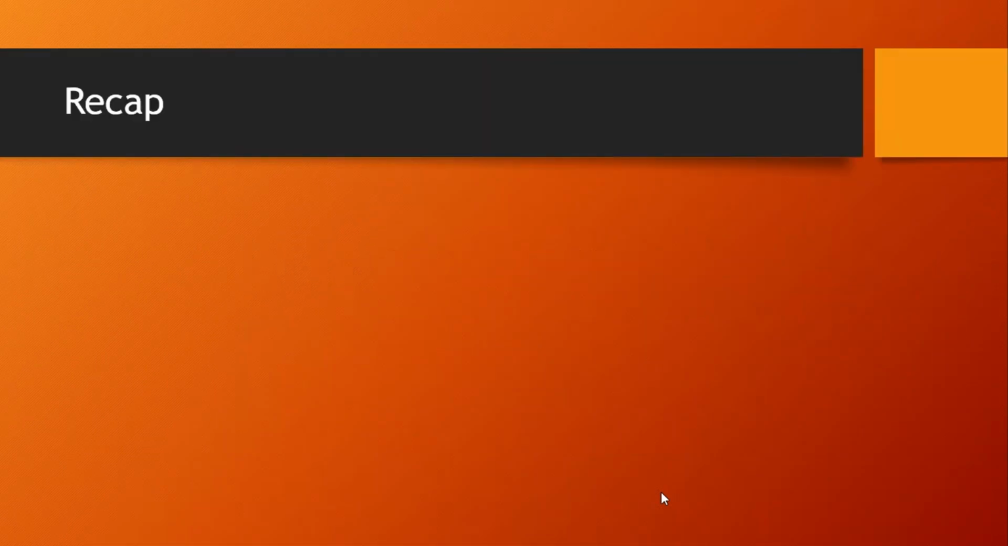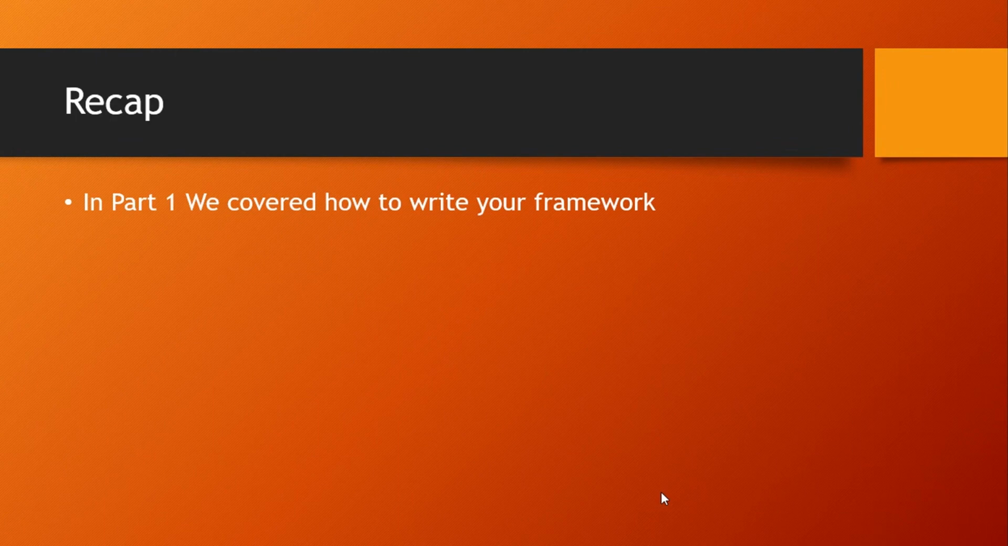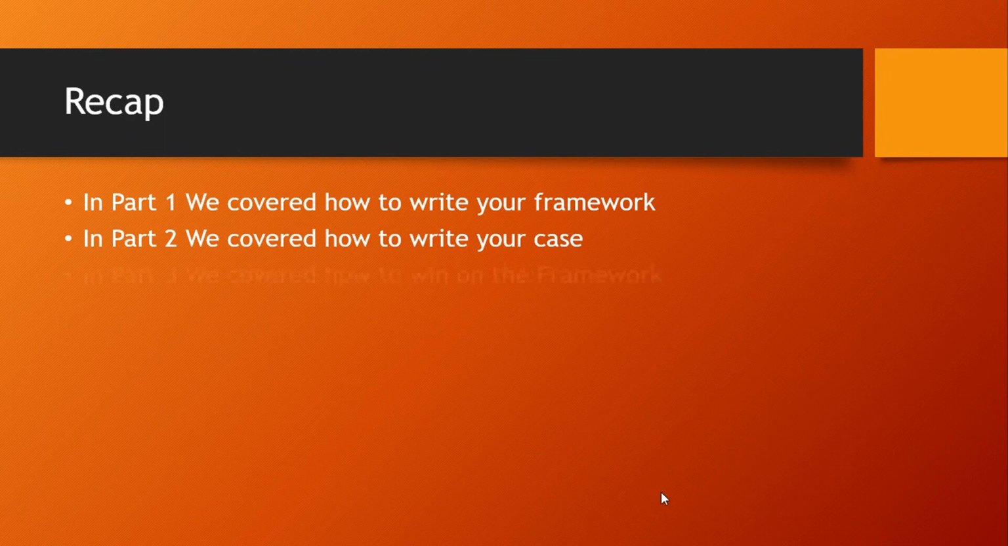First, let's recap what we covered in the series so far. In part 1, we covered how to write your framework, how to write your value and value criterion, what value criterions are, and the importance of ought. In part 2, we covered how to write your case, how to write your contentions, how to format your case, and how to make sure that your framework and case have good synergy. In part 3, we covered how to win the framework debate, when the debate happens on whose framework is superior, and why you should try to win it.